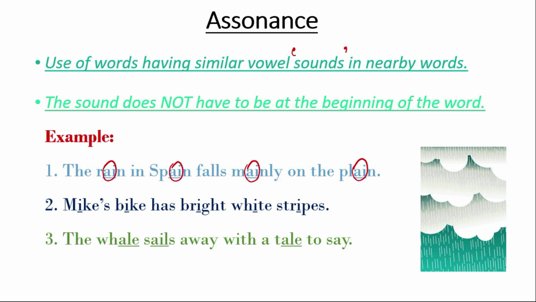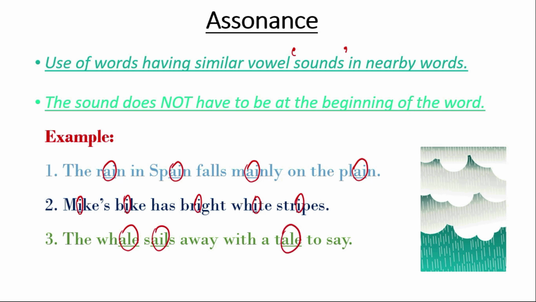Now let's look at another example. Mike's bike has bright white stripes. So here, I, I, and I. So the I sound is repeated, right? Bike, bright, white, stripes. Got an idea? Let's look at the third. The whale sails away with the tail to say. So, ale, ale, ale.